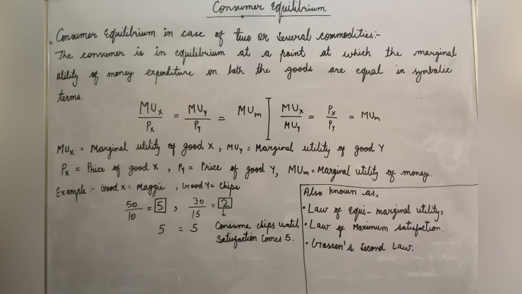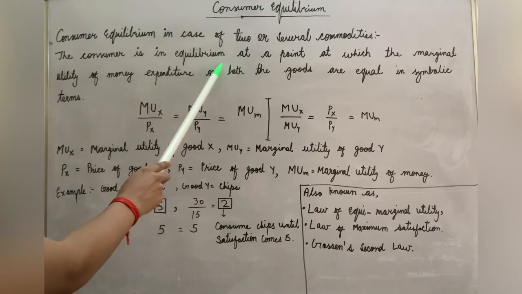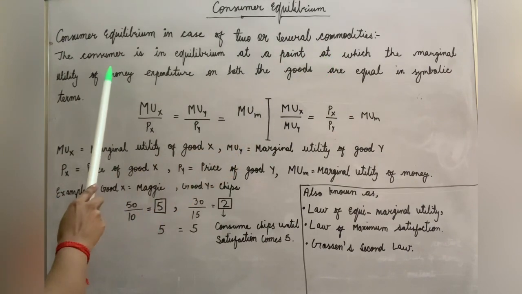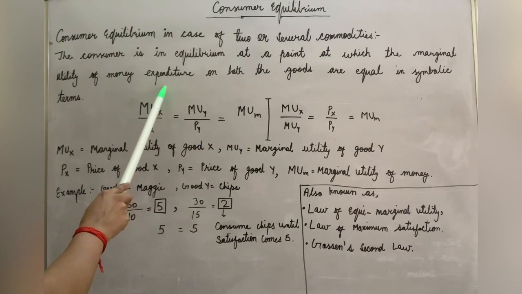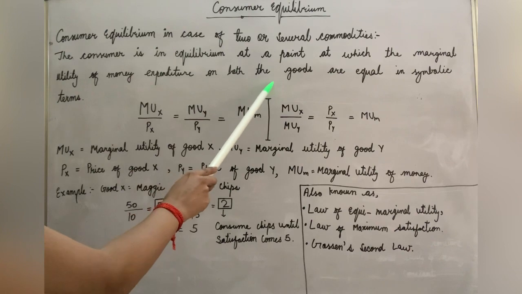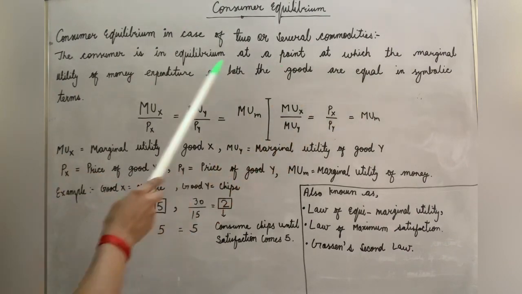Today we are going to understand consumer equilibrium in the case of two or several commodities. Here we are assuming that we are going to the market to purchase two commodities. The consumer is in equilibrium at a point at which the marginal utility of money expenditure on both the goods are equal in symbolic terms.